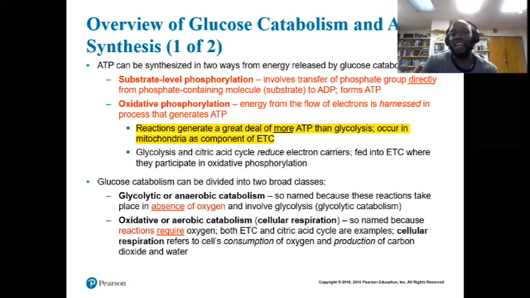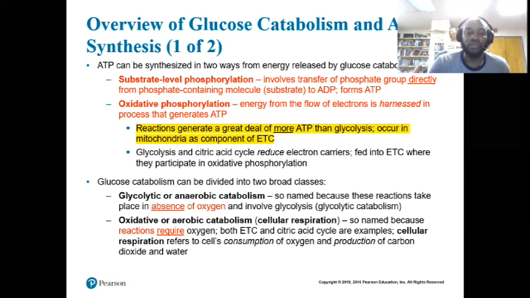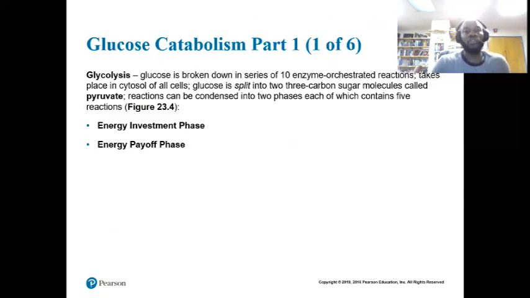And where do you think that oxygen comes from? We talked about that in the respiratory chapter. Right, so the cell consumes oxygen to be able to create ATP. And we also produce carbon dioxide and water. All right, so let's go through glucose catabolism.